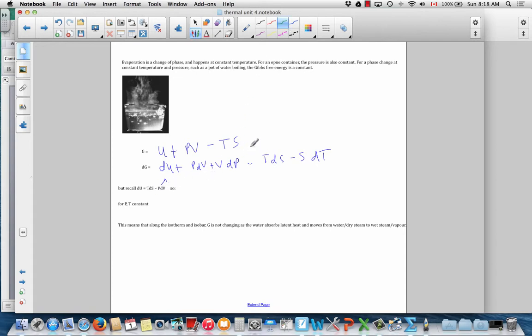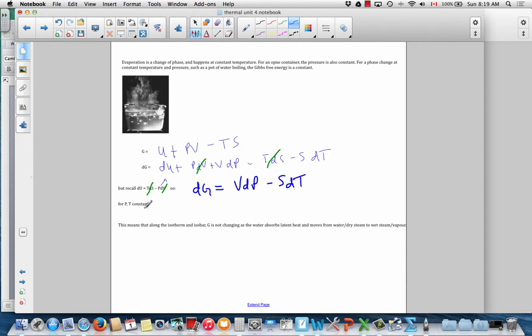As a result, this term and this term cancel, and the minus PdV and the plus PdV terms cancel. So when we put this in here for dU, we're left with only two terms for dG. It will be VdP minus SdT.